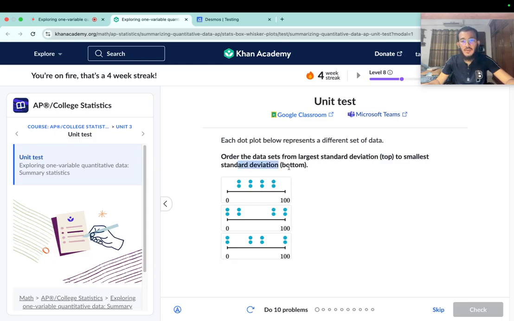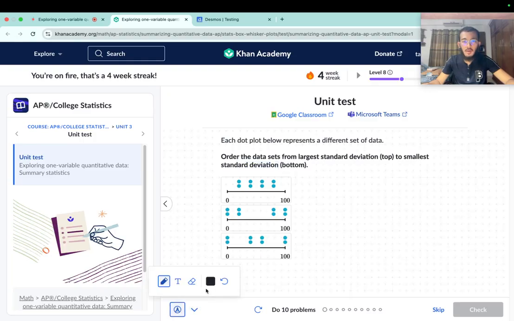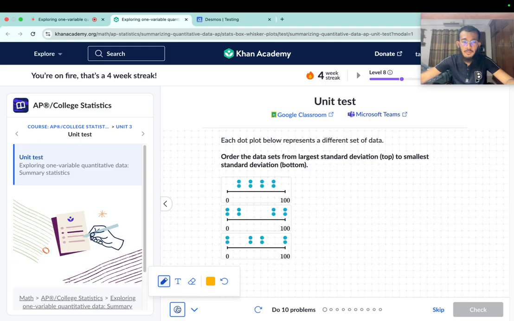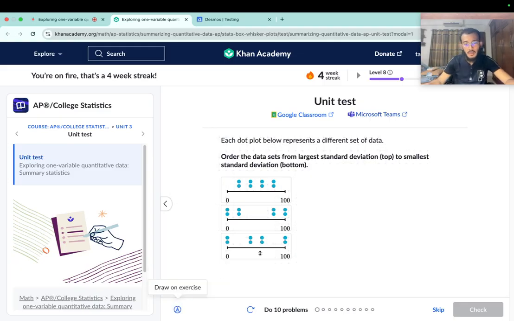So standard deviation refers to a calculation of the relative distance between data, an average of the relative distance between the data. So the farther apart they are, the more standard deviation they have. So from here we can see that this one has the highest standard deviation. This is the one with the most spread, followed by this and followed by this. So this should be our ordering.